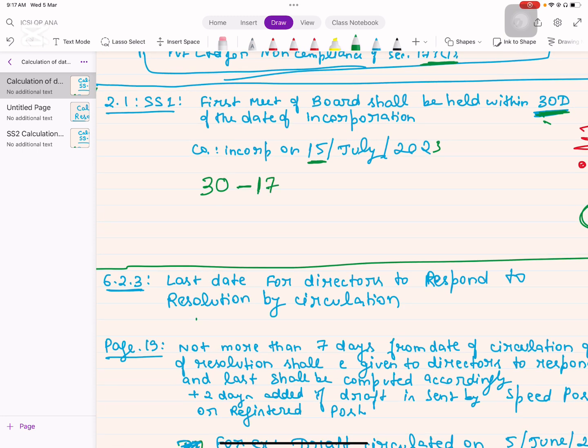Now if we deduct another 30 days, we will get a negative number, but our goal is to get smallest positive number from which we cannot deduct further. So 30 minus 17 is equal to 13 August. Or 13 August is our answer.